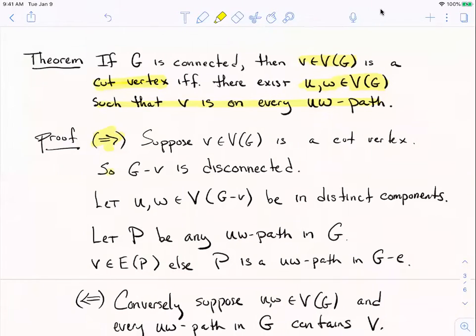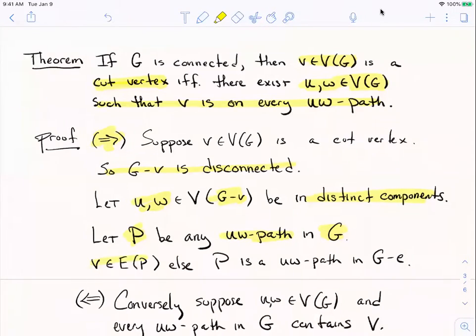Well, what's that mean? By definition, it means that because G is a connected graph, removing this cut vertex disconnects it. Okay, so if you have a disconnected graph, you can pick a couple of vertices that are in distinct components. That's the whole idea, is pick U and W so that in the graph G minus V, those are in different connected components. Okay, so G is a connected graph. So take any path P that connects this U and W in G. I know that there's at least one such path because G is connected.